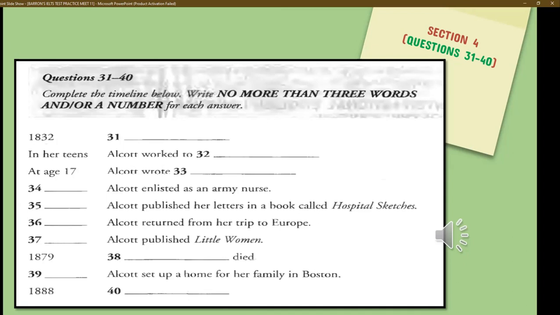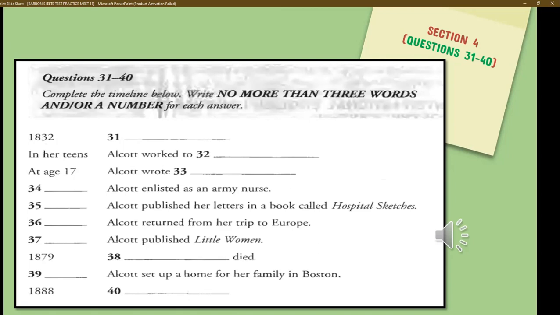As a teenager, she worked to support her family by taking on a variety of low-paying jobs, including teacher, seamstress, and household servant. Alcott also started writing when she was young. She wrote her first novel when she was just 17 years old, although it wasn't published until many years after her death. It was called The Inheritance.